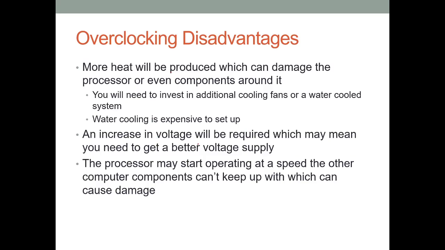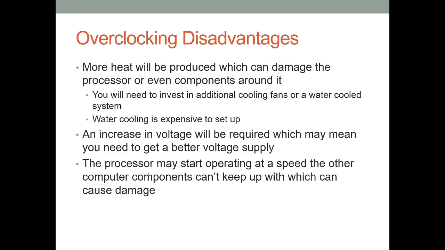Obviously, the same way as I mentioned before, if you have a better processor and you make it go faster with overclocking, you're going to need even more voltage. And this is the weird one. The processor might actually start going so fast that the other parts of the computer can't keep up with it, because they're not designed to keep up with it. That's a bit of a weird one, but it can happen and it can cause damage.